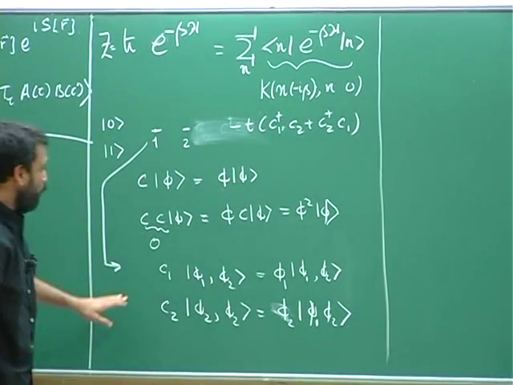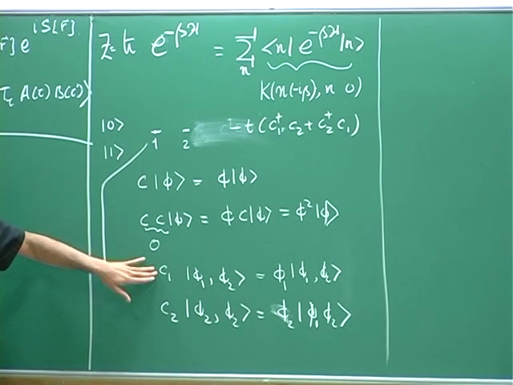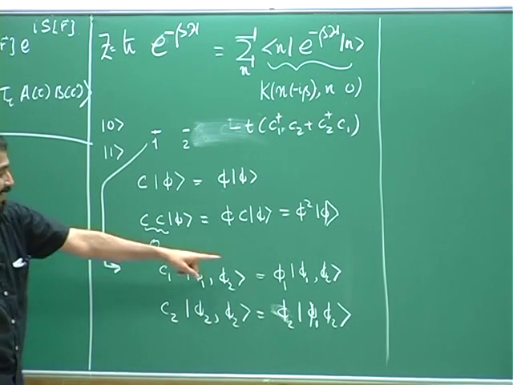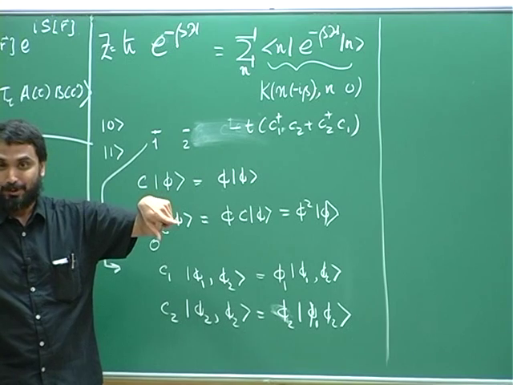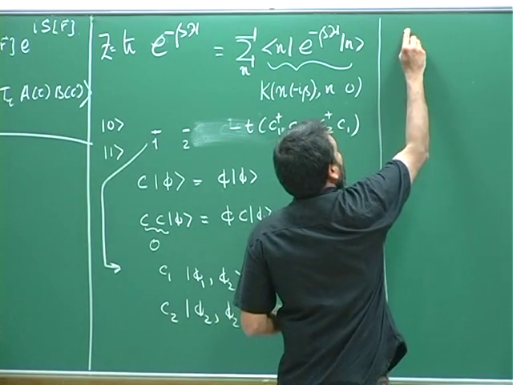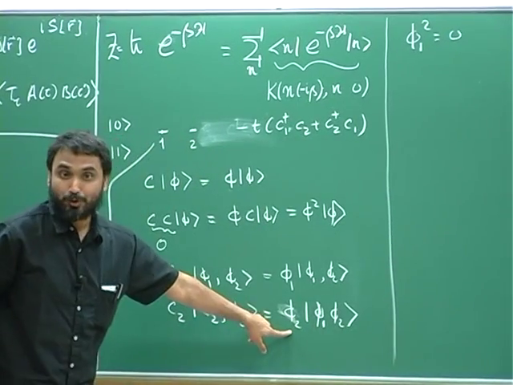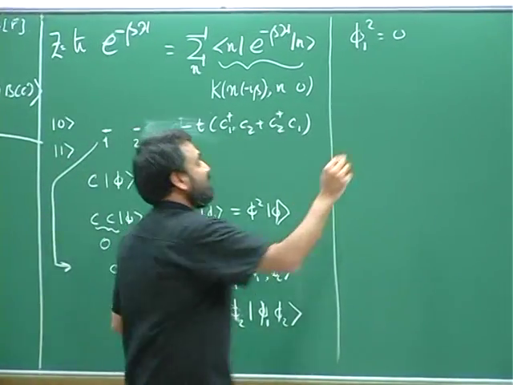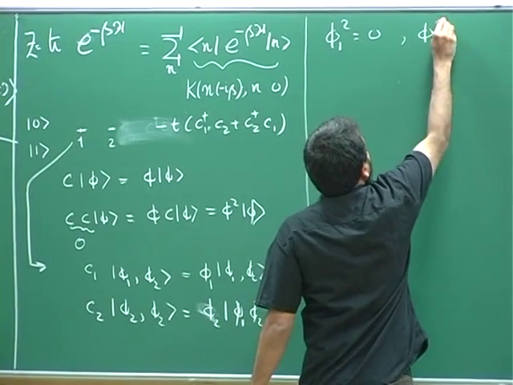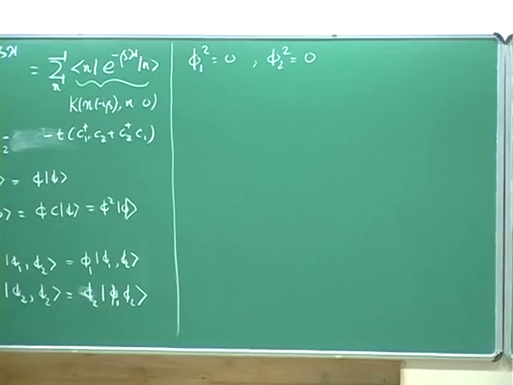All right. Now what we will do is, if I hit this again with C1 again, I will again get this problem that phi 1 square has to be 0. Right? So this necessarily means that phi 1 square has to be equal to 0. And by the same token, phi 2 square also has to be 0. Okay, good.